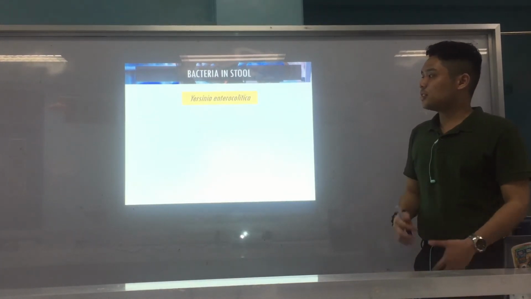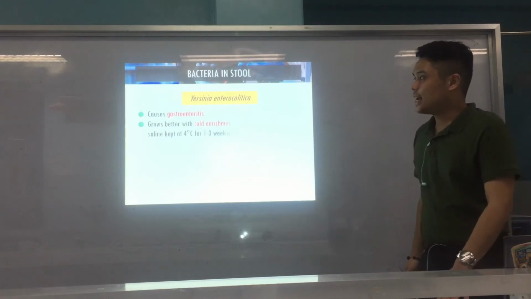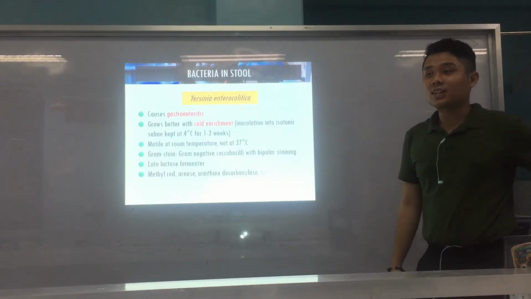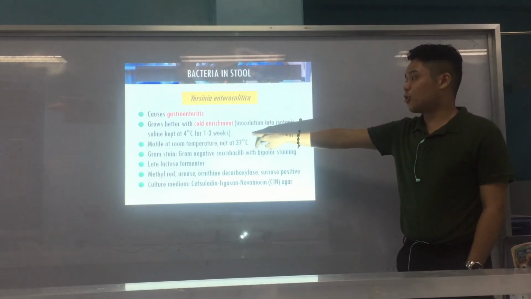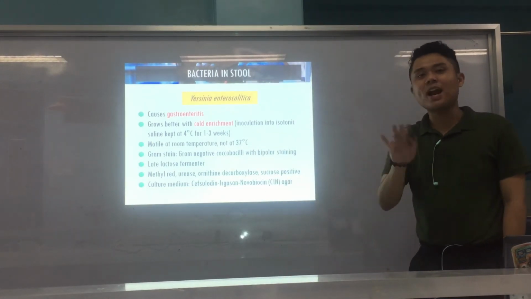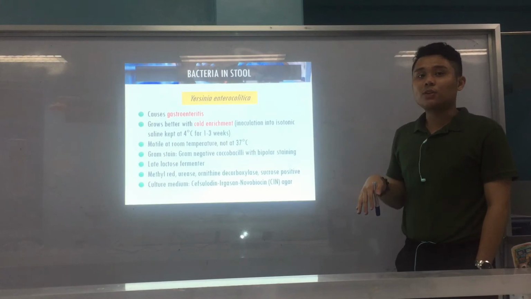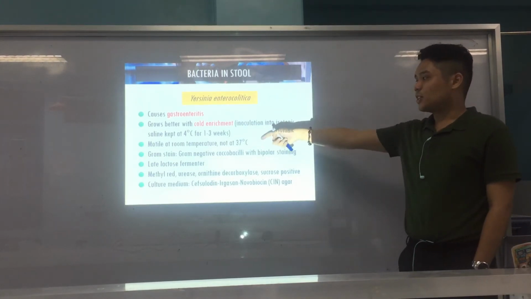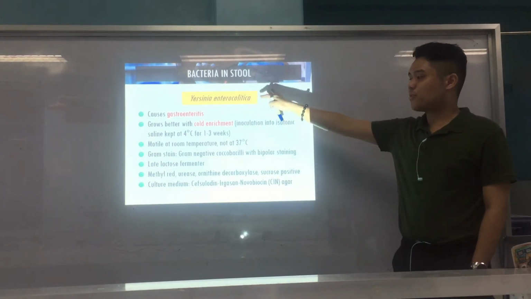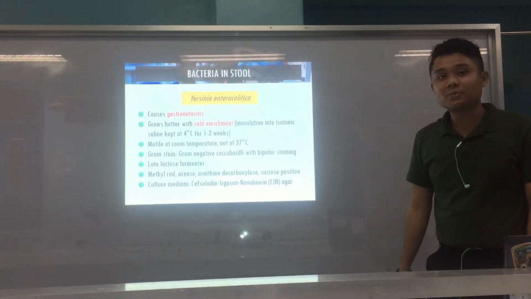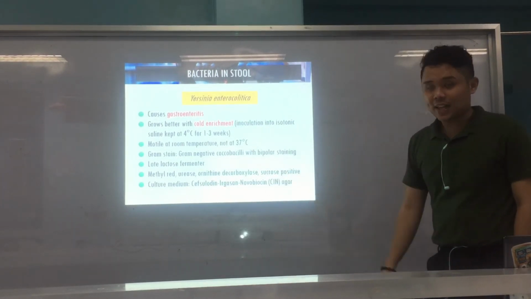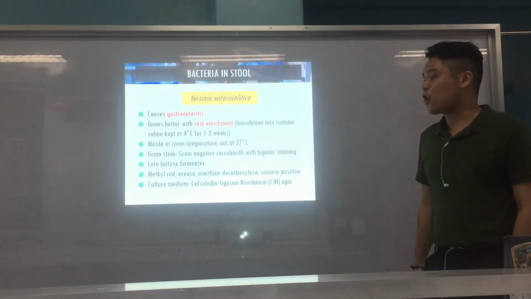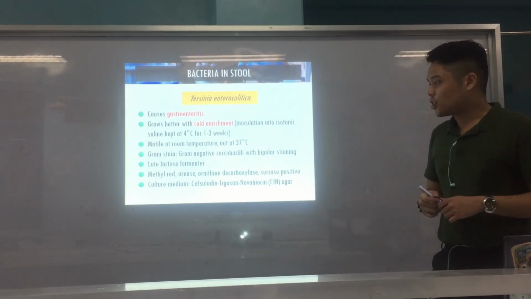Ayan. Next, we now go to Yersinia enterocolitica. Ayan. For Yersinia enterocolitica, it causes still gastroenteritis. And ang ano ra gyud is characteristic, it grows well with cold enrichment. Kisa pa itong laing organism na ganahan po ng cold enrichment, you have Listeria monocytogenes also. Alright, pero cold enrichment for Yersinia, it's motile at room temp, so 25, 22 degrees Celsius, but not at 37, okay? Gram stain niya is gram-negative coccobacilli with bipolar staining.